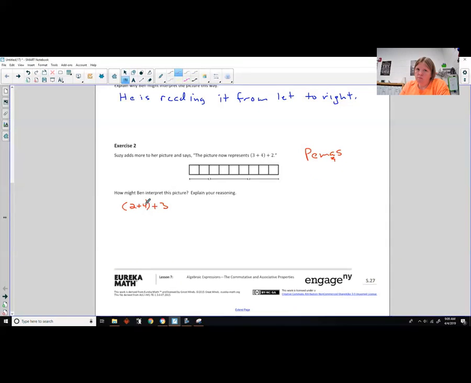Okay, so we do want the parentheses on 2 plus 4 because we are now introducing the associative property into this and doing the parentheses first. So that's what the P stands for in PEMDAS. So here's what his interpretation might be: 2 plus 4 plus 3, working from backwards, but his parentheses are around here because we always work from left to right.